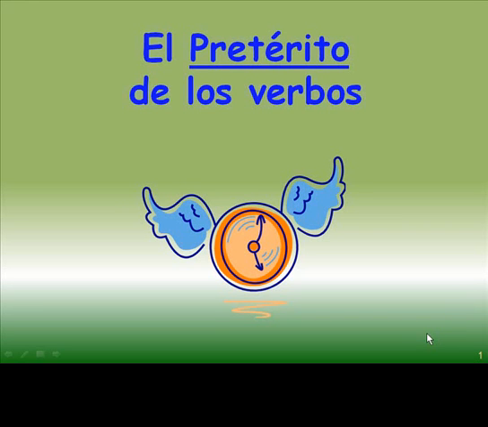El pretérito de los verbos, meaning the preterite of the verbs in Spanish. This lesson is designed for students who already have a good knowledge of conjugations in Spanish in the present tense. Usually this lesson is for students who are at the end of level 1 in high school, or most likely in level 2 in high school as well.